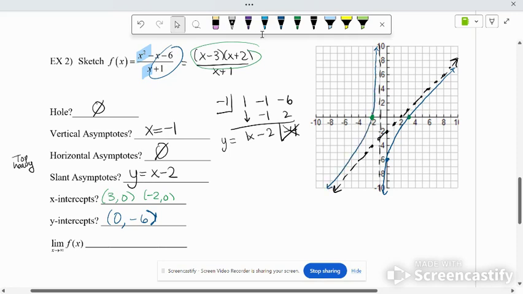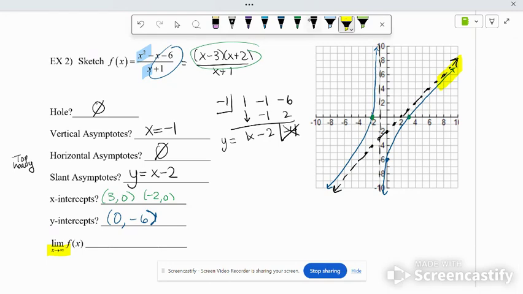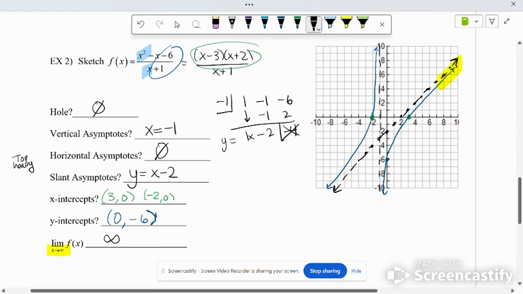And so as you're looking at this, now the limit as x goes to infinity, that's on the right hand side, where is your graph going? We are going towards that slant asymptote, but that slant asymptote is going up to the right forever. So your limit as you go to the right is infinity because your graph is going up. If I were to ask you the same question on the left, the limit as x goes to -infinity, our graph is going down on the left, so it would be -infinity.